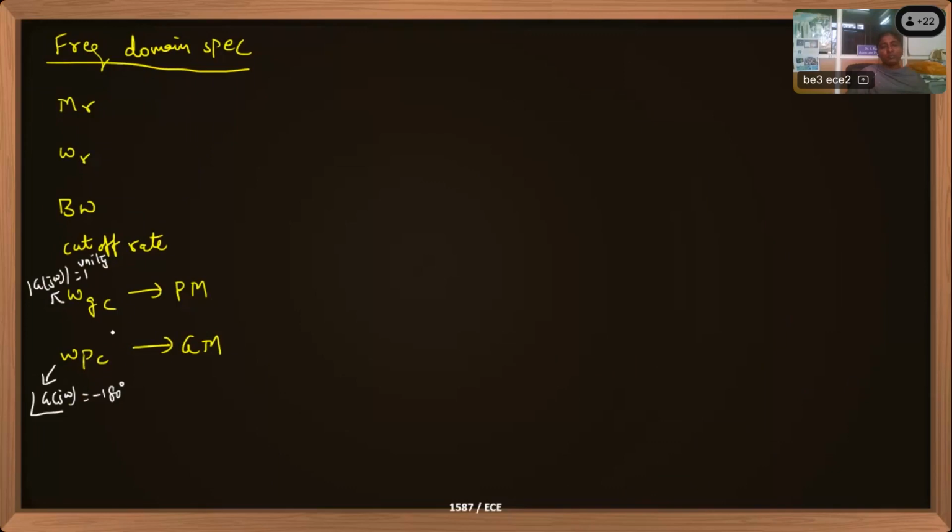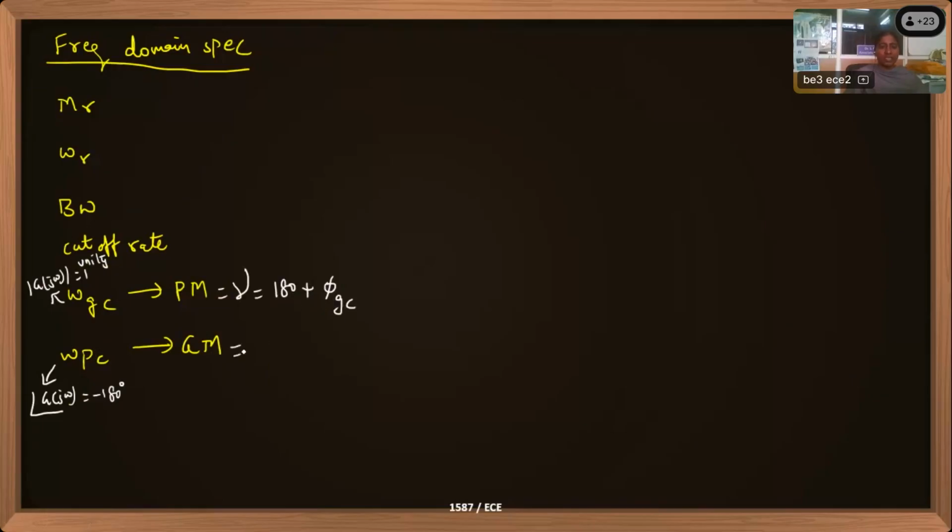Phase crossover we will use for gain margin calculation. Gain crossover we will use for phase margin calculation. Phase margin formula is 180 plus phi GC. This phi GC means the angle at omega GC.